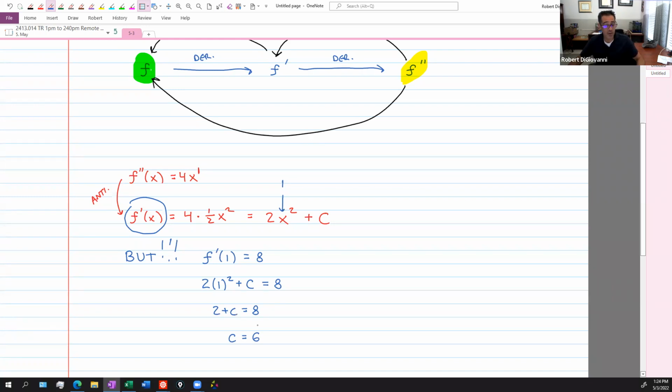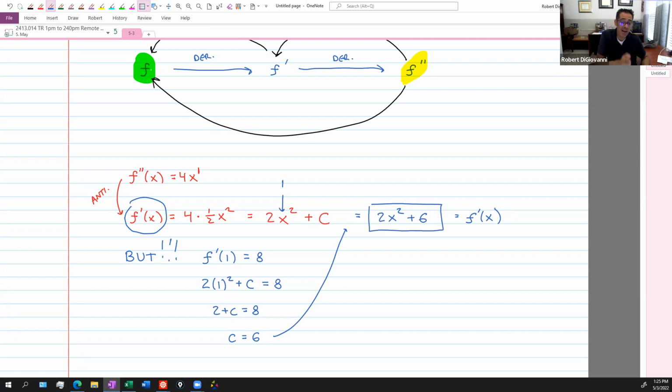So now you know what c is, which means you know exactly what the derivative is. It is 2x squared plus 6. We have f prime of x exactly. Questions?